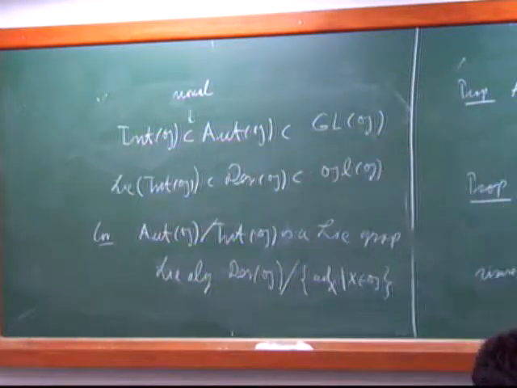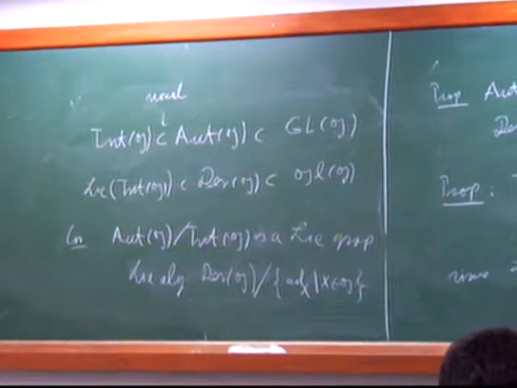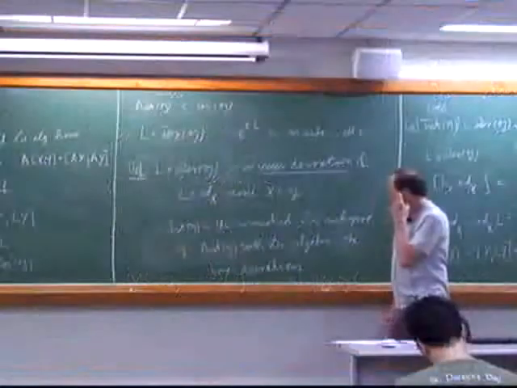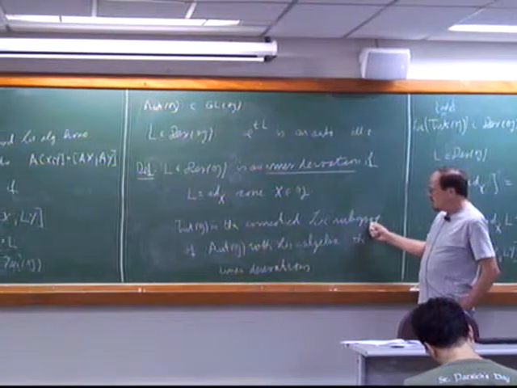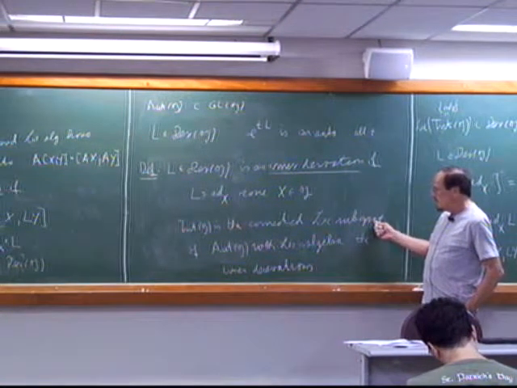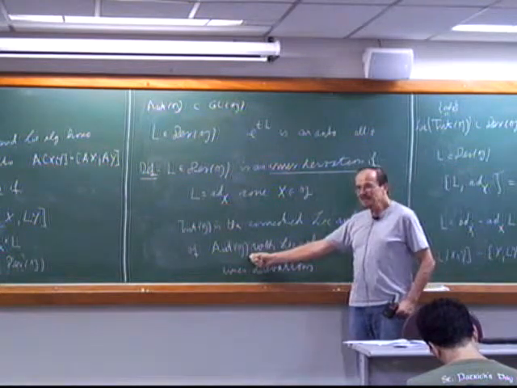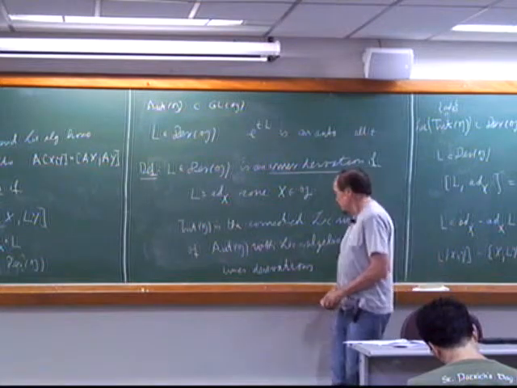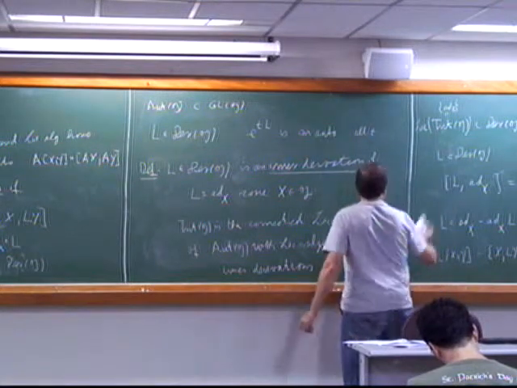So the way to write int G, the inner automorphism, is kind of not so convenient right here. So what does it say? It says int G is the unique connected Lie subgroup of out G with Lie algebra derivations. Right? That's not such a nice definition. There are some different ways of looking at this.